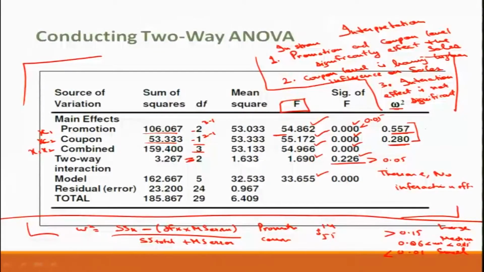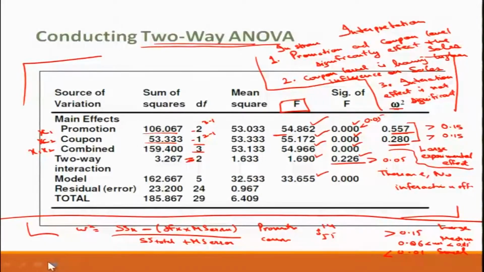So in the present example here, 0.557 and 0.280 are both greater than 0.15. Therefore, it has a large effect. Better to put, large experimental effect. So this was analysis of variance for two factors, or we call it two-way analysis of variance. Similarly, we can conduct n-way analysis of variance, and multiple factors could be identified.